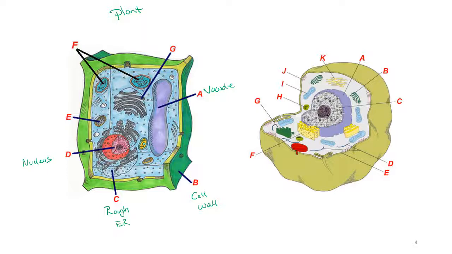Powerhouse itself. I'm writing mitochondrion because it's only pointing to one of them, but if there's plural, you'd say mitochondria. F, what are we pointing to? Yeah, chloroplast. And then G.